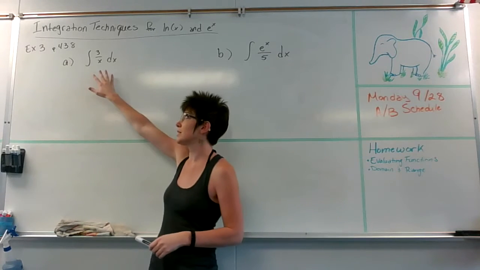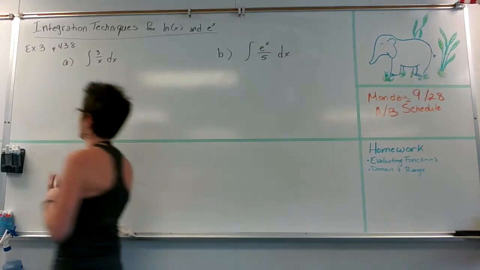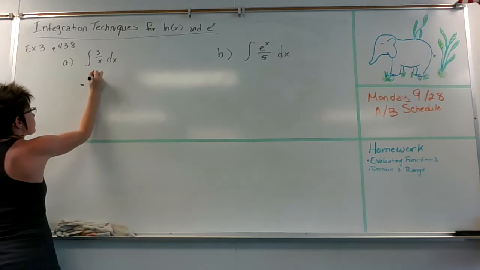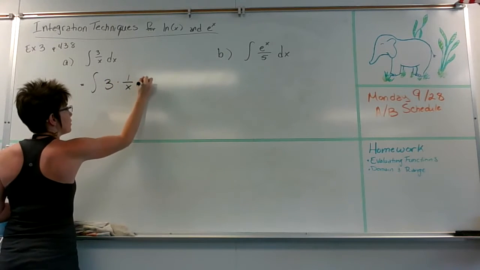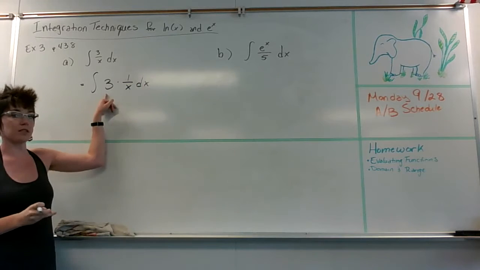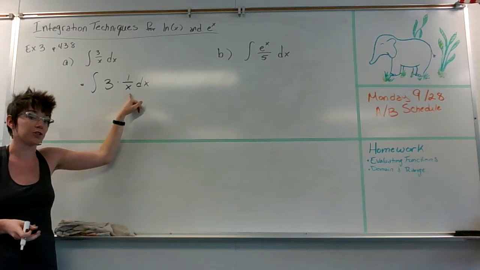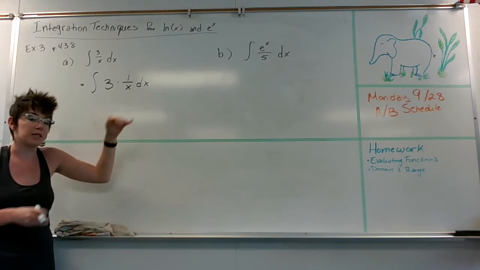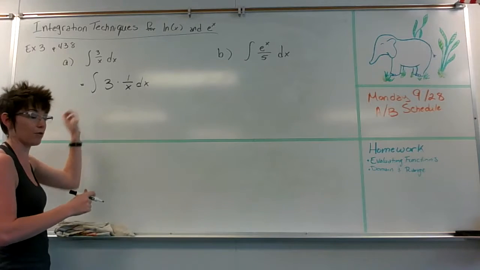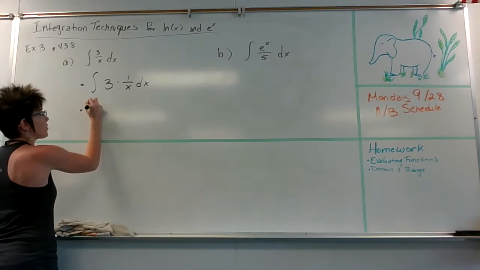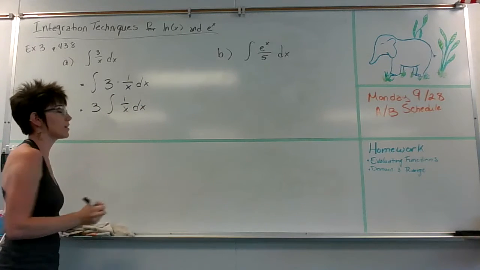So anytime I see something like this with a constant, the number 3, I want to observe that as something like 3 times 1 over x. This is a constant multiple of the function 1 over x. Based on our basic rules for integration, anytime I have a constant multiple like that, I can pull it out of the integral altogether. So this becomes 3 times the integral of 1 over x dx.